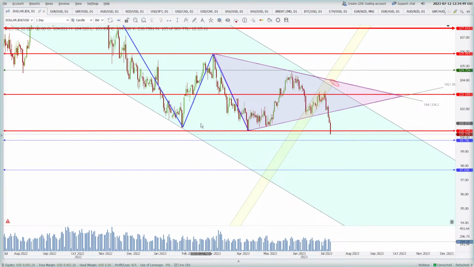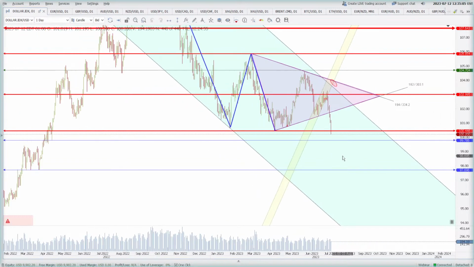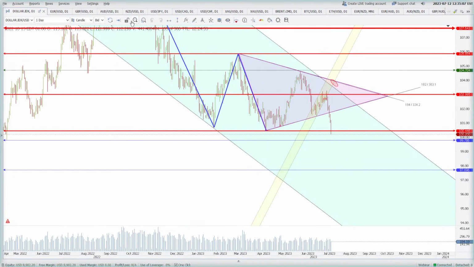Of course, we were expecting the lower lows, and 99.78 is the next level where we can expect buying or maybe profit booking by the people who are short in the dollar index. All right, so this is the power of trading the market structures.